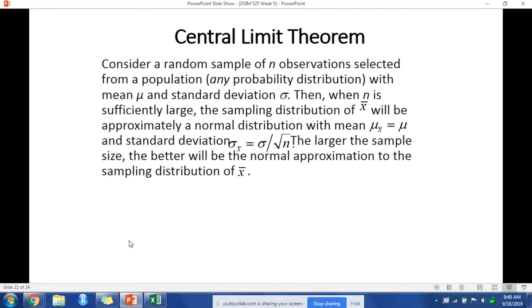If we look at the sampling distribution of non-normal populations, through the central limit theorem, we have a sample of n observations selected from a population with any probability distribution with a mean and a standard deviation. When n is sufficiently large, which comes back to the law of large numbers, the sampling distribution of our sample mean will be approximately normal. The mean of the sample mean will equal the population mean, and the standard deviation will equal the true standard deviation of the population. The larger the sample size, the closer it will reach a normal approximation.